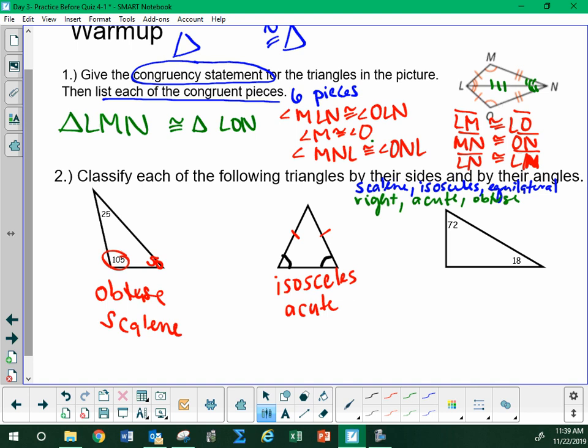Right triangle. Is this a 90-degree angle here? Yeah. How do we know that? Because it's 18 plus 17. And what is it based on the sides? Scalene, good.